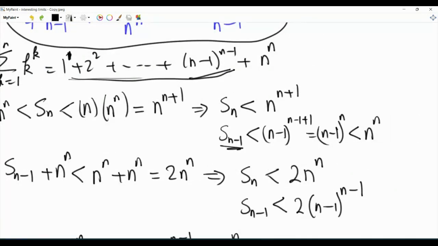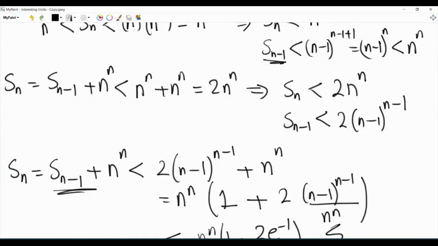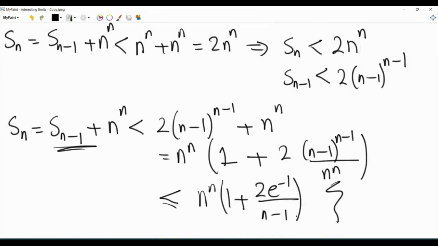We took this upper bound and applied it to Sn minus 1 by replacing n by n minus 1. Again, we went back to Sn is equal to Sn minus 1 plus n to the n. Now, this Sn minus 1 is upper bounded by 2 times n minus 1 to the power n minus 1. Then we have taken n to the n as a common factor, and we used our previous result, which gives an upper bound on this ratio, n minus 1 to the power n minus 1 over n to the n. So this is what we need as an upper bound for Sn.